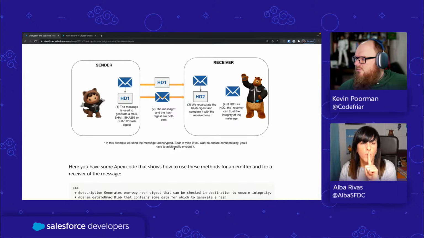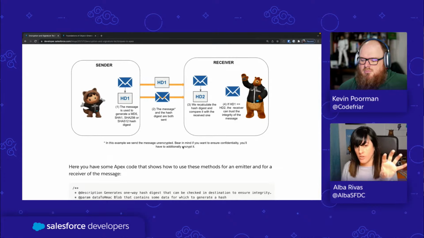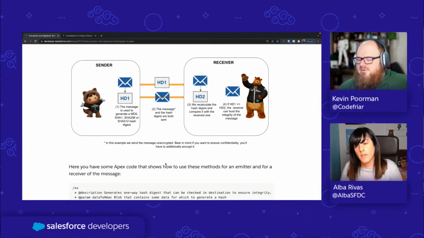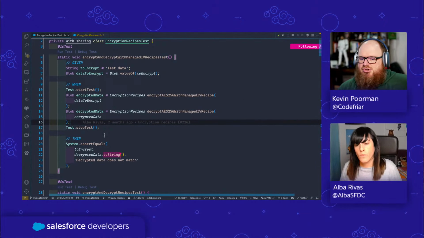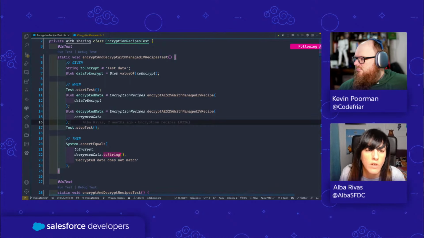But Kevin, do you want to explain, because I think it's an important concept, how to compare in the receiver that the hash that was received is equal to the one that you have calculated? So I think I know what you're getting to, but I'm going to switch us back over to the code, and I'm going to let you show us in the code base. Okay, perfect.